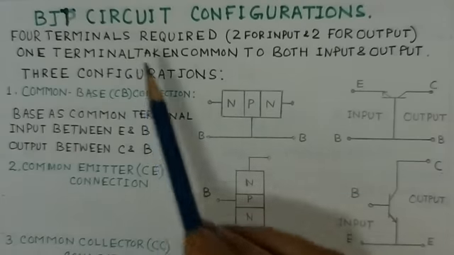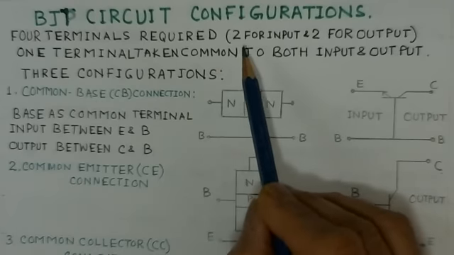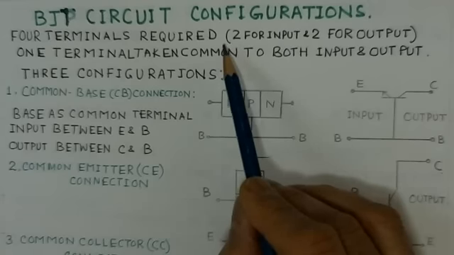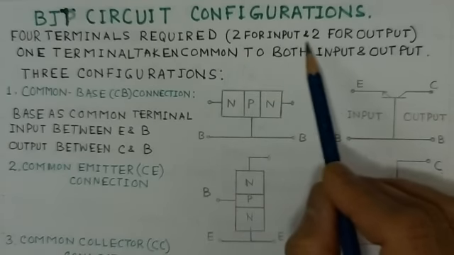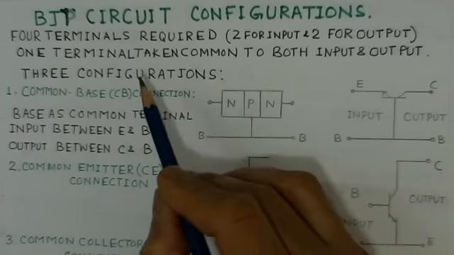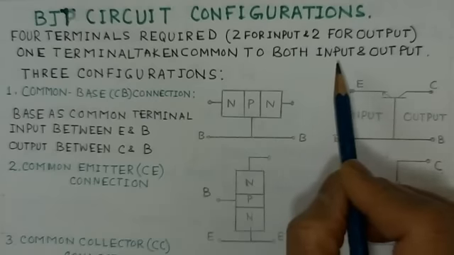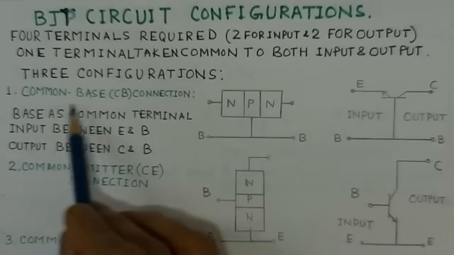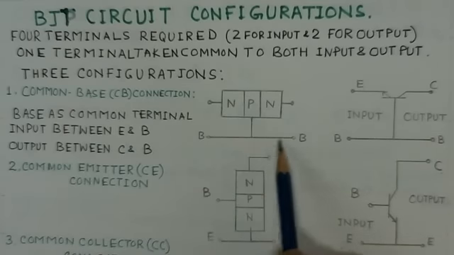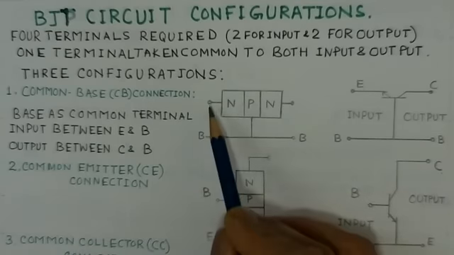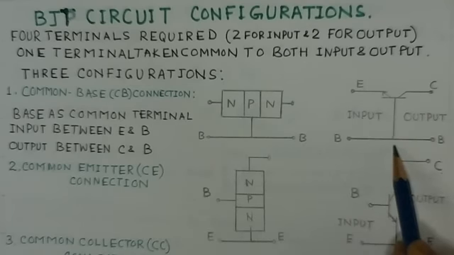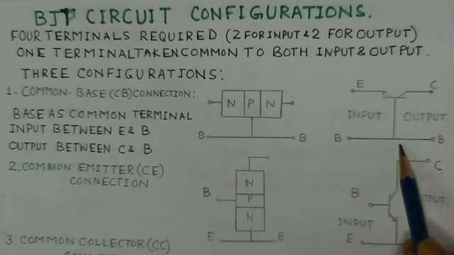What we observed here is that for any circuit application having two ports, you need four terminals, two for input and two for output. But here there are only three terminals, so we take one terminal as a common terminal. So in the common base connection, the base is taken as the common terminal, and this is the emitter and this is the collector. So this is the configuration for the common base circuit.